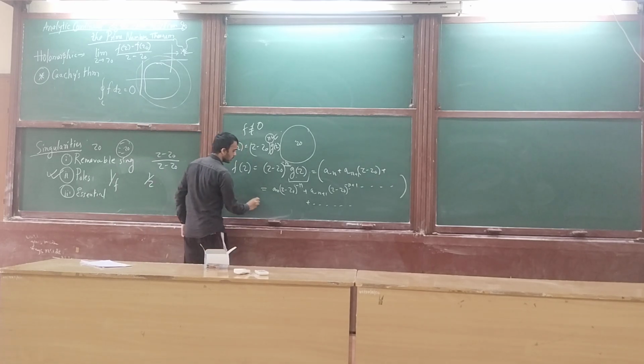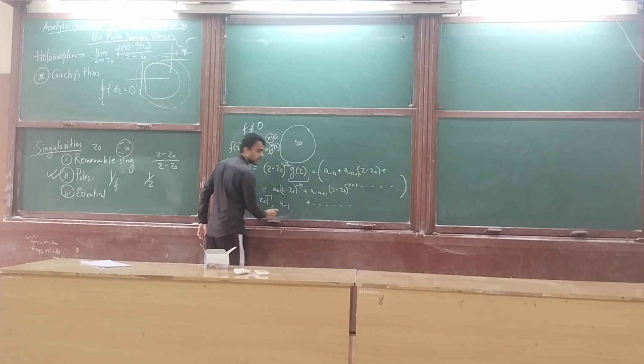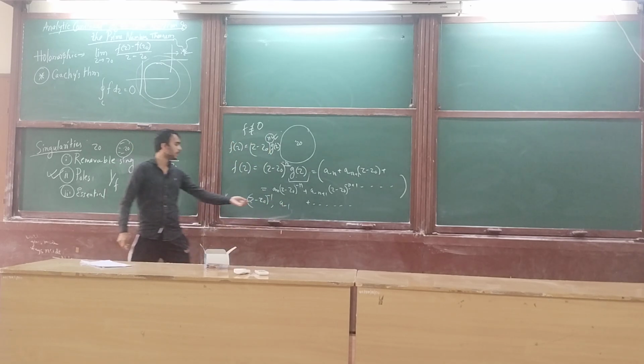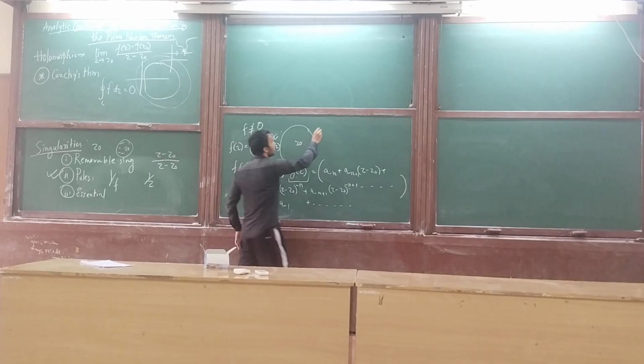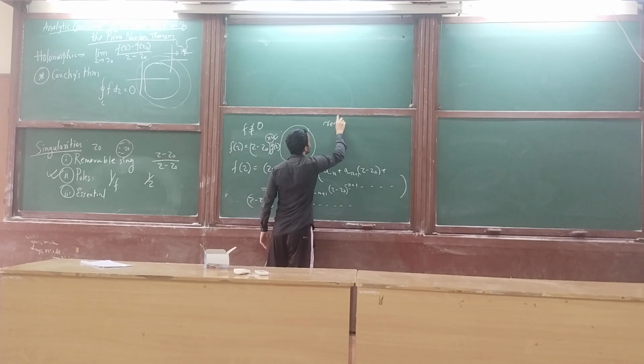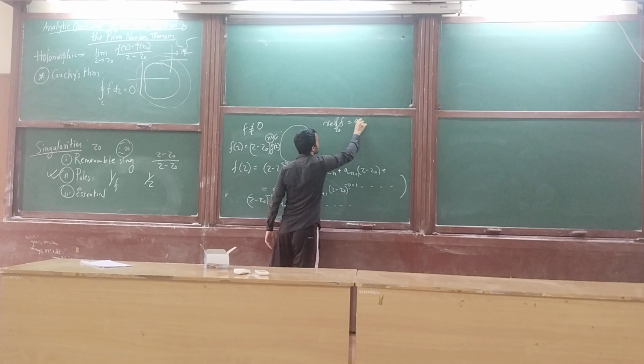Here the coefficient of (z minus z naught) to the power minus 1, which we denote by a minus 1, is called the residue of this function at the point z naught. So the residue of f at z naught is a minus 1.